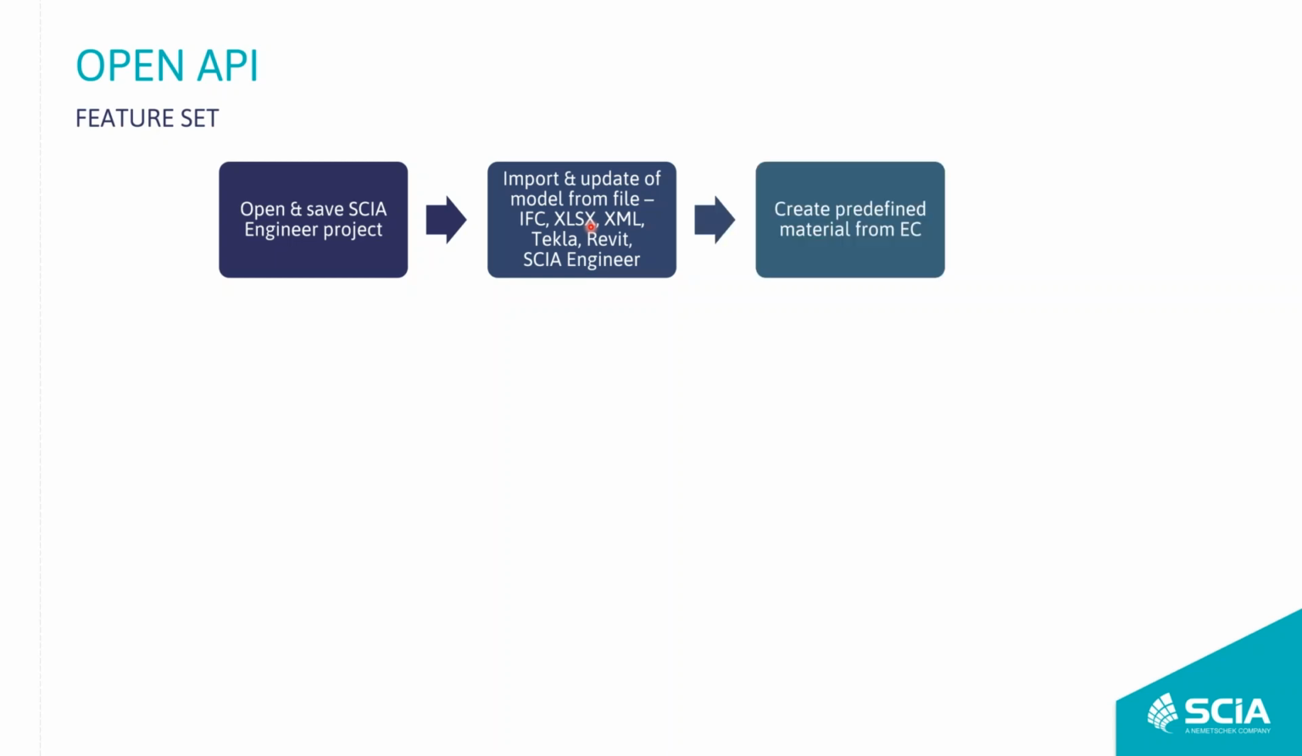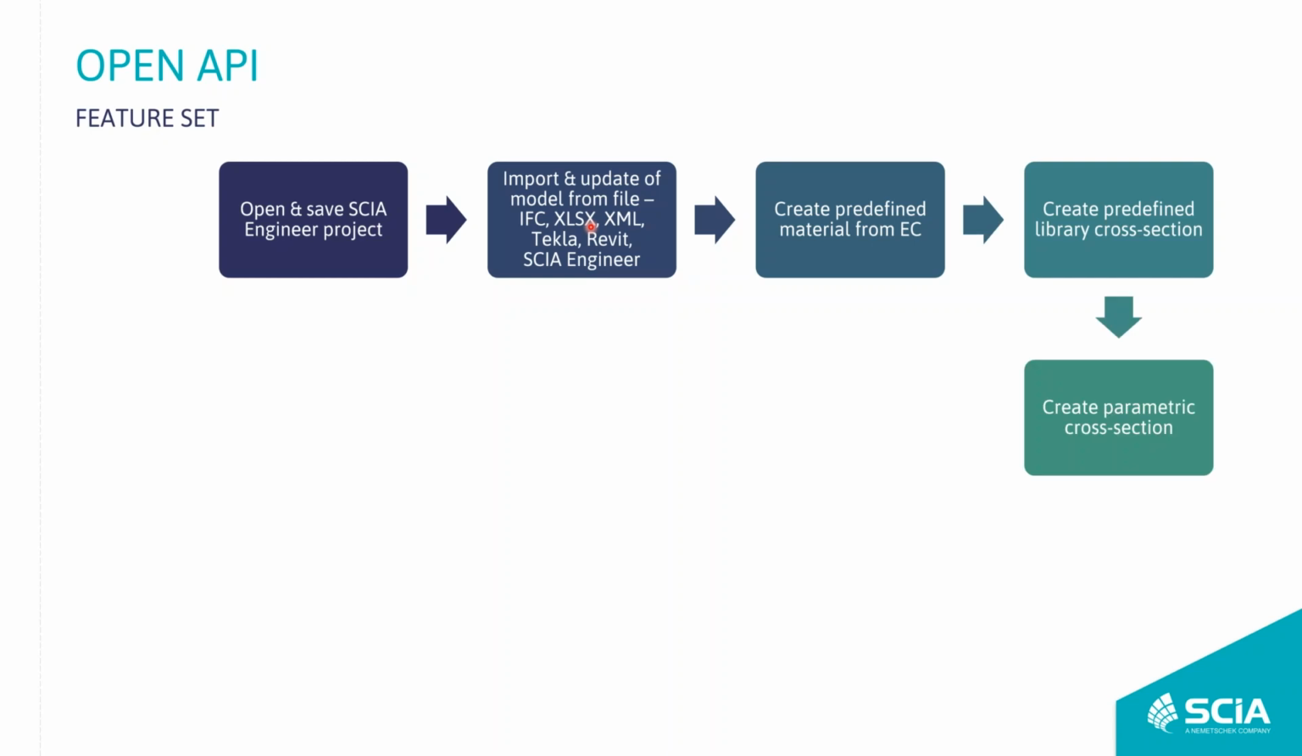Once I have opened a project, I can create a predefined material from Eurocode just with the usage of the name. I'm able to create a predefined library cross-section, mainly for steel, or I can create a parametric cross-section. Once I have the material and a cross-section, I can create a 1D element, or if I also input the thickness and material, I'm able to create a 2D element.